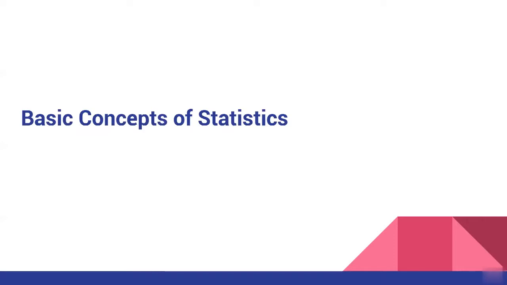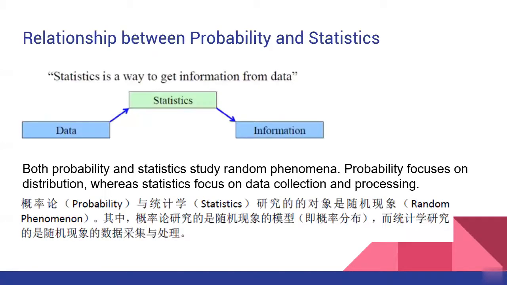Statistics in Chinese means 统计学. Okay, first of all, let's look at the relationship between probability and statistics. So basically speaking, statistics is a way to get information from data. Both probability and statistics study random phenomena. Probability focuses on distribution, whereas statistics focuses on data collection and processing.